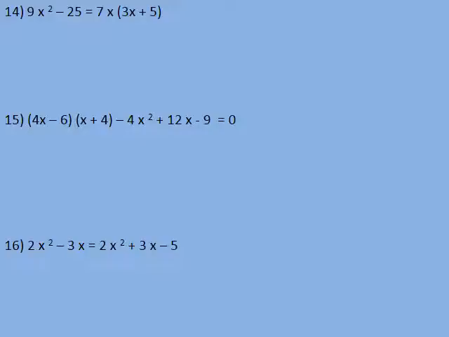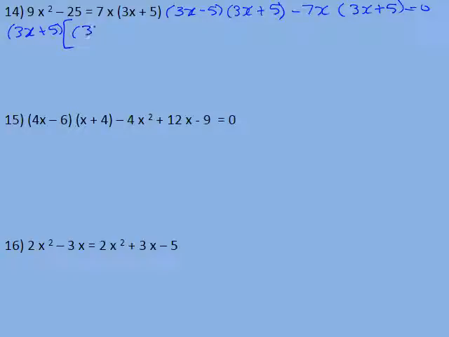Number 14. Yes, Ali. 9x² - 25 is the third remarkable identity. We write it (3x - 5)(3x + 5). Bring the other side to the first one: -7x(3x + 5) = 0. What do we have common? 3x + 5 into (3x - 5) - 7x = 0.